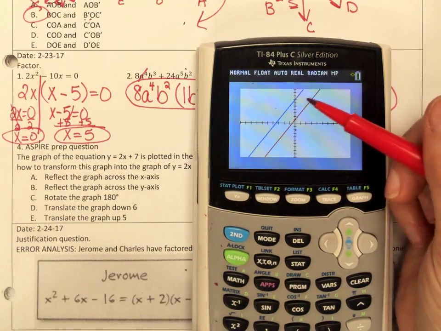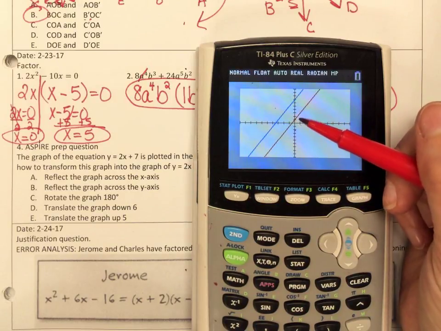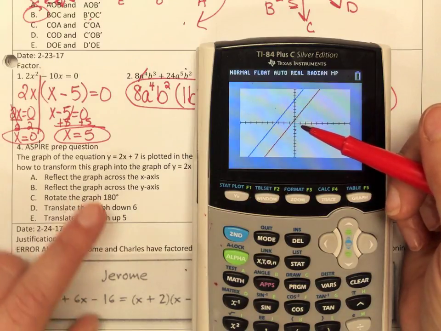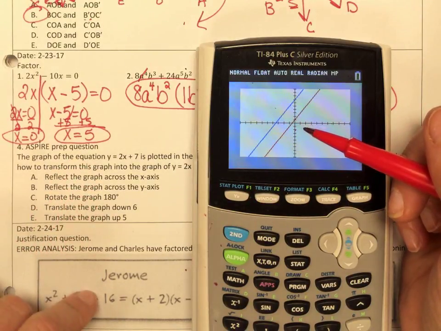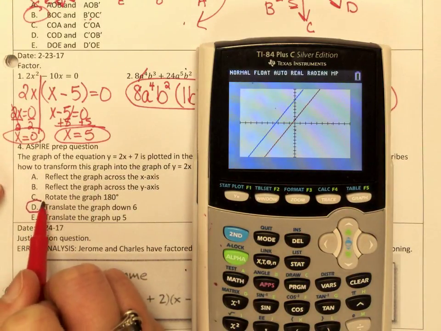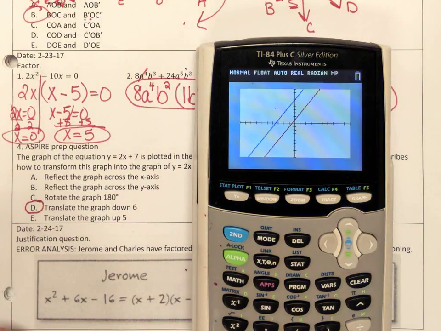Okay, so what happened to the graph? From here to here, what happened to it? How did it move? It went down, right? So which one says that it goes down? D. D, right? It went down. See how easy that was? You just had to look at your graph.